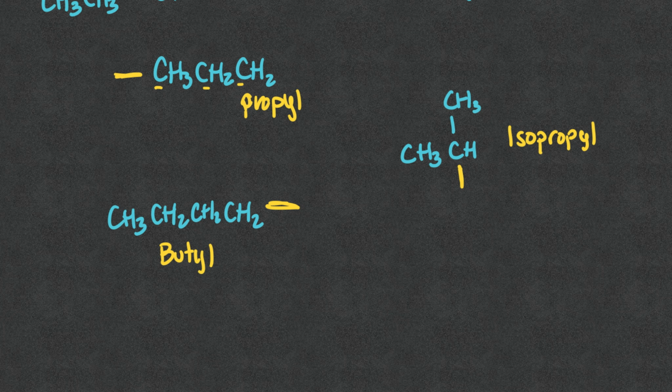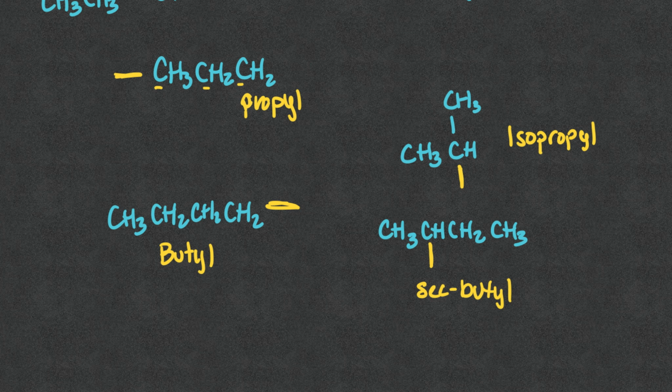Now, you can imagine, since there's more carbons here, which carbon is attached to the main body changes the name of this, all right? And so, for example, let's say you have this here, and it's attached to the second carbon here, all right? We call this sec-butyl, all right? That's the name of this alkyl group, all right?